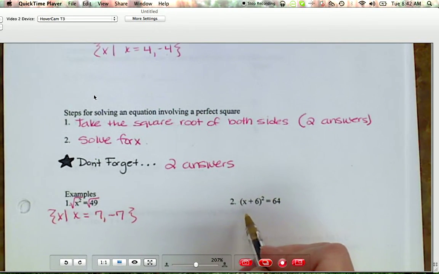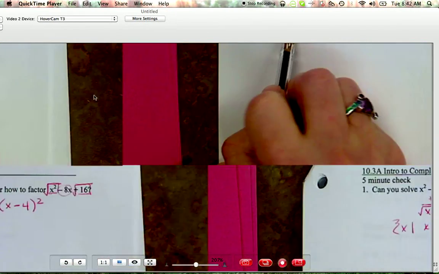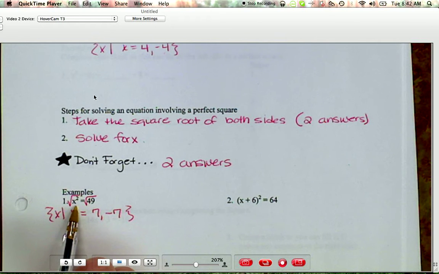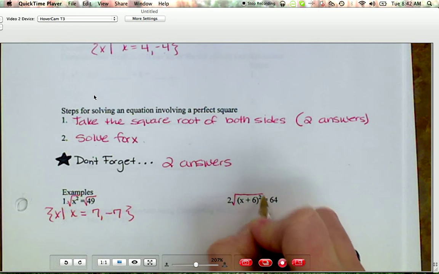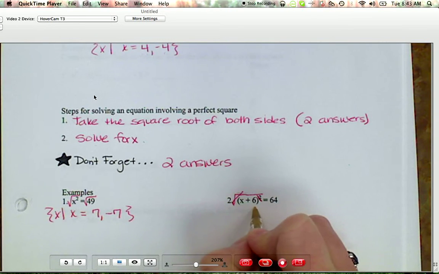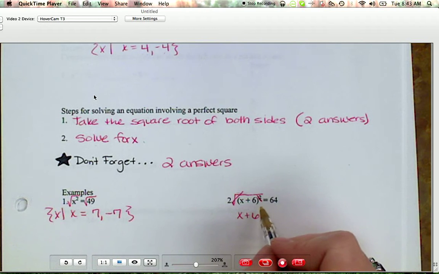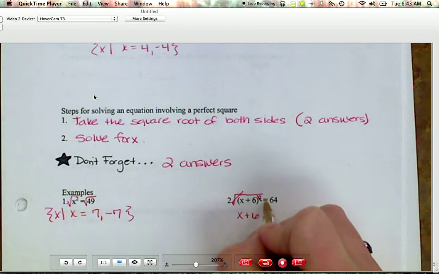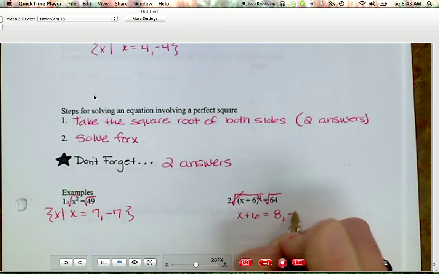Number 2 is the first time we're going to use it with a perfect square. So just like we could take the square root of this x squared to get rid of that square, we can actually take the square root of this side to get rid of this square. If I take the square root of this side, the square and the square root cancel, and we're left with just x plus 6. I would suggest you drop out the parentheses so you don't get confused. Don't forget to take the square root of the other side, so we get 8 and negative 8.